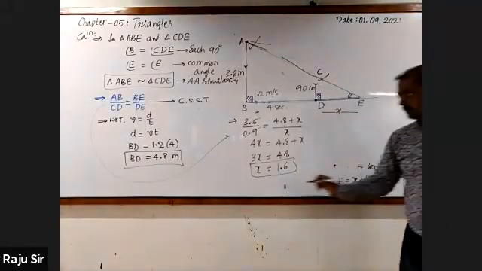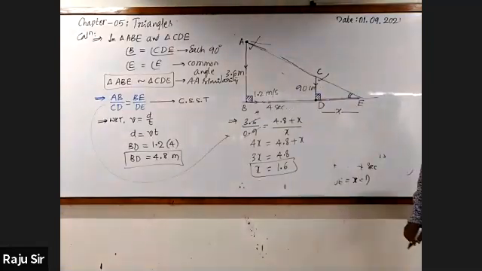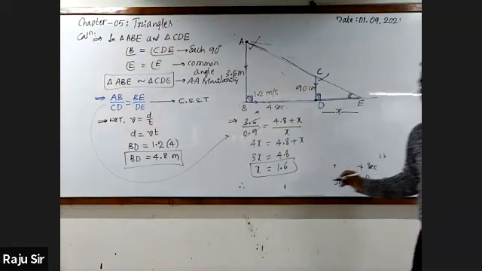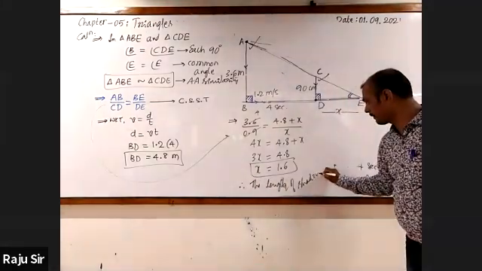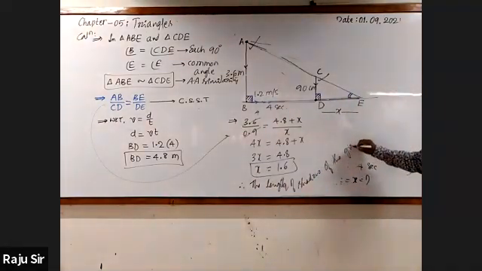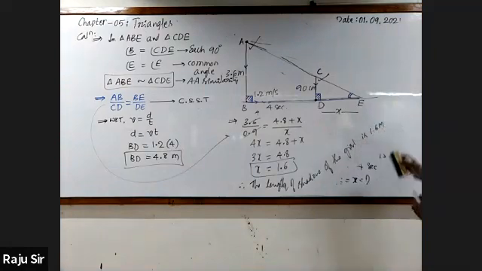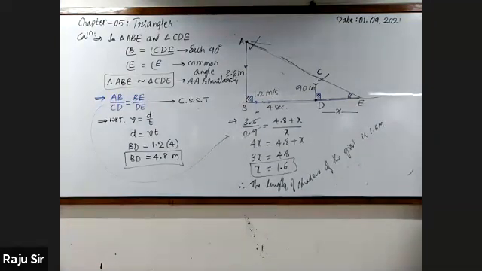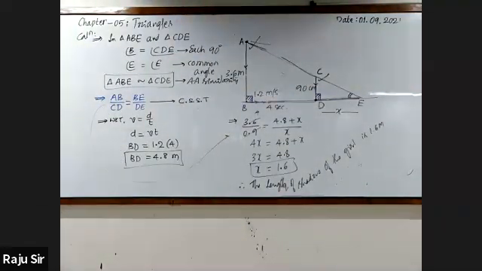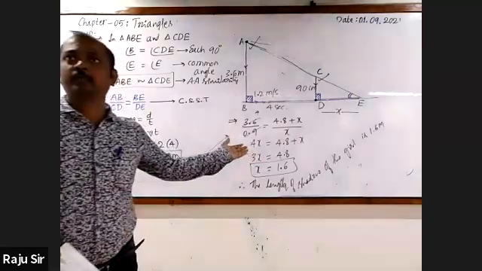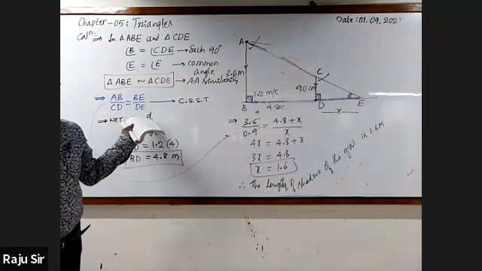Write the conclusion. Therefore, the length of the shadow of the girl is 1.6 meter. Overall, have you put a 3-star mark for this?